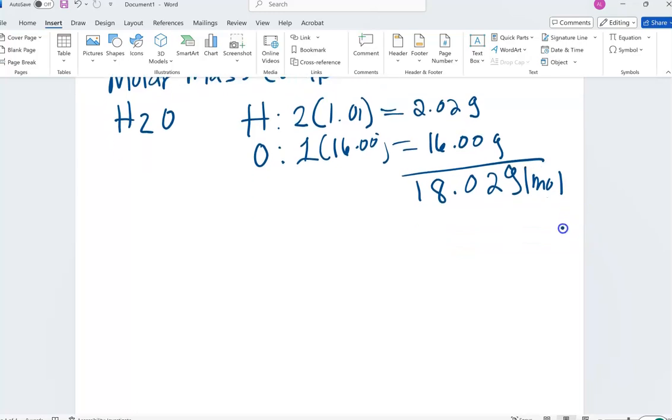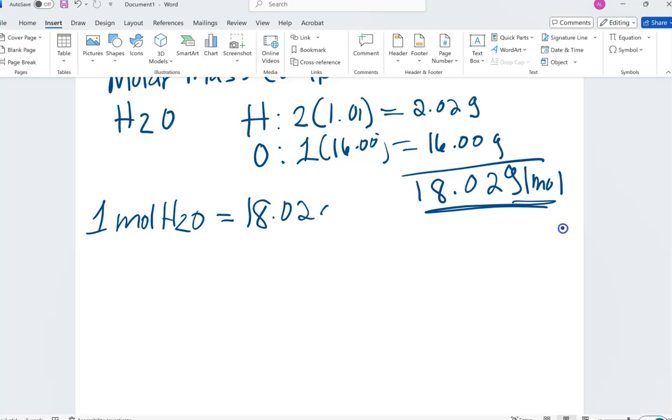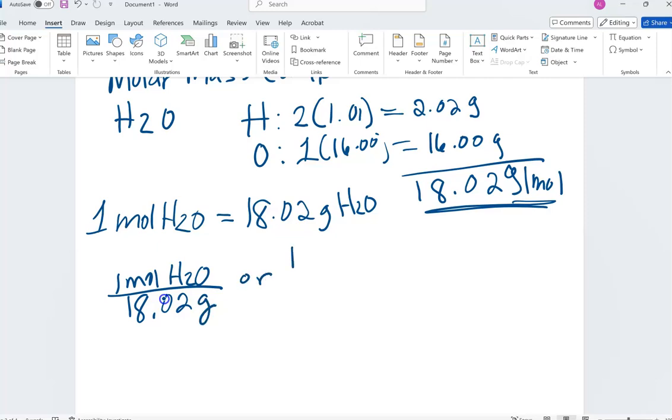Now, again, I can change this into an equality. I could say 1 mole of water is equal to 18.02 grams of water. So what I can do, again, is take this equality and make 2 different conversion factors. I could say 1 mole of water is equal to 18.02 grams, or I could say 18.02 grams of water is equal to 1 mole of water.